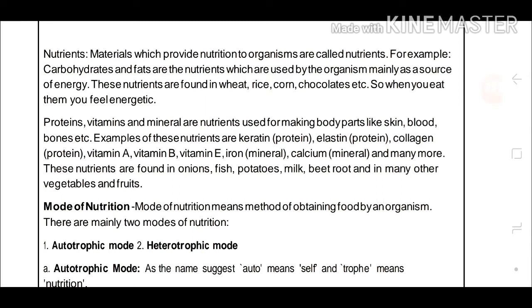Nutrients. Materials which provide nutrition to organisms are called nutrients. For example, carbohydrates and fats are the nutrients which are used by the organism mainly as a source of energy. These nutrients are found in wheat, rice, corn, chocolates, etc. So when you eat them, you feel energetic.